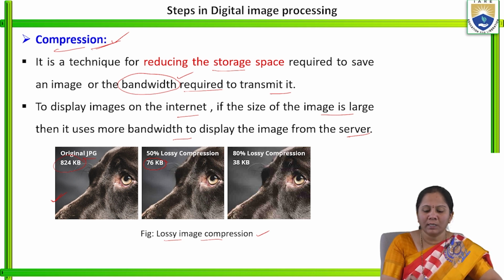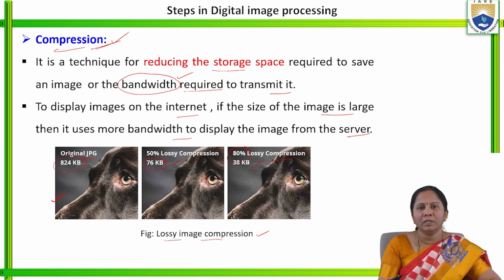the memory size of the image is also reduced. It is 76 KB. If we reduce it further by 80% using this lossy compression technique, it reduces to 38 KB. So we can use different compression techniques to compress the image so that the storage space occupied by the image is reduced and the bandwidth required to transmit these images is also reduced.